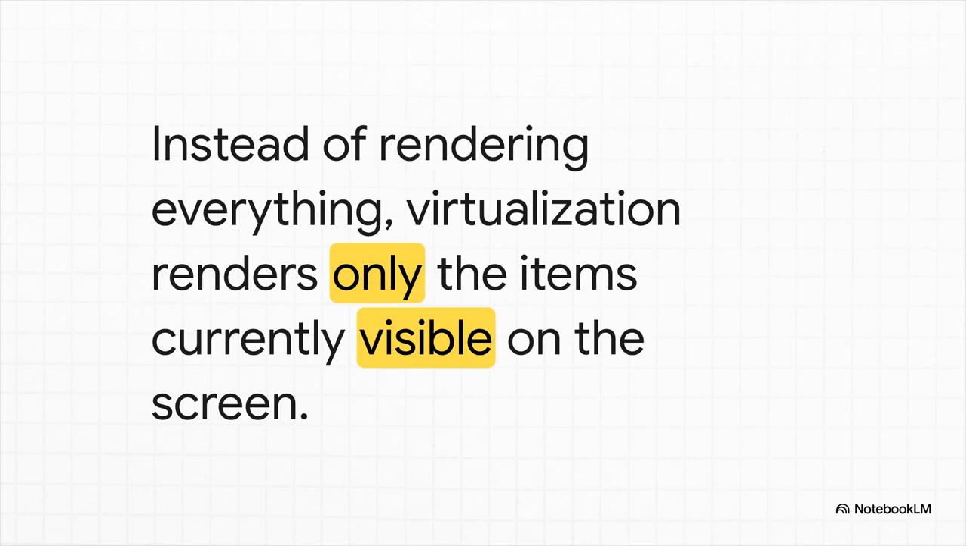And the idea is so simple when you think about it. Why render 10,000 items if the user can only see like 20 of them at a time? With virtualization, we only render the handful of items that are actually visible inside the viewport. As the user scrolls, we just recycle the existing elements and swap in the new data. It creates this perfect illusion that the whole list is there, but with a tiny fraction of the performance cost.